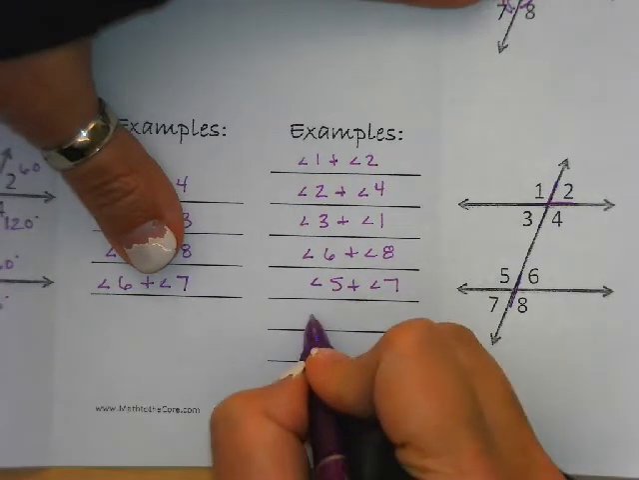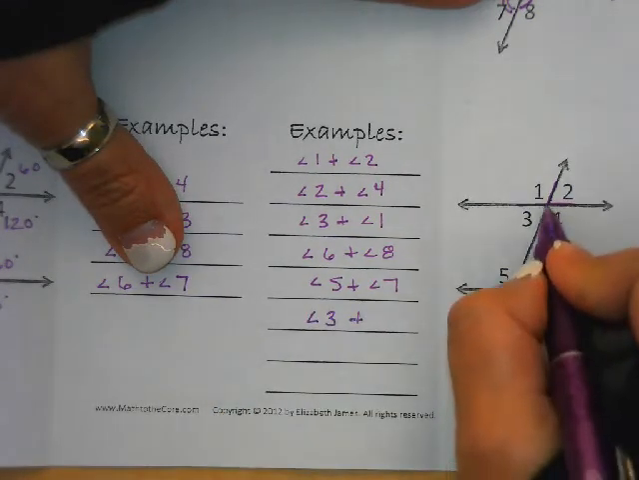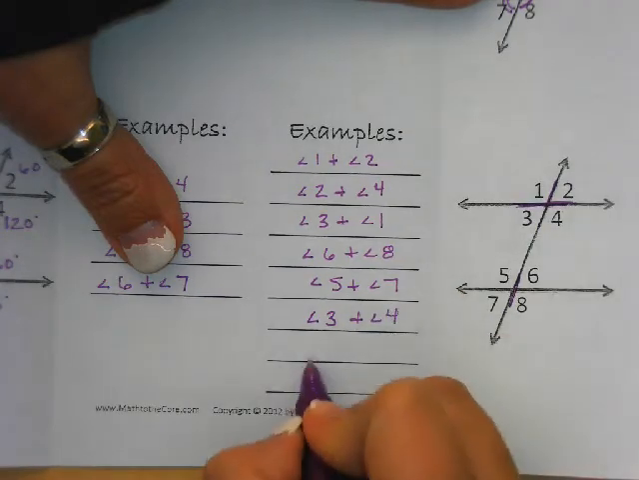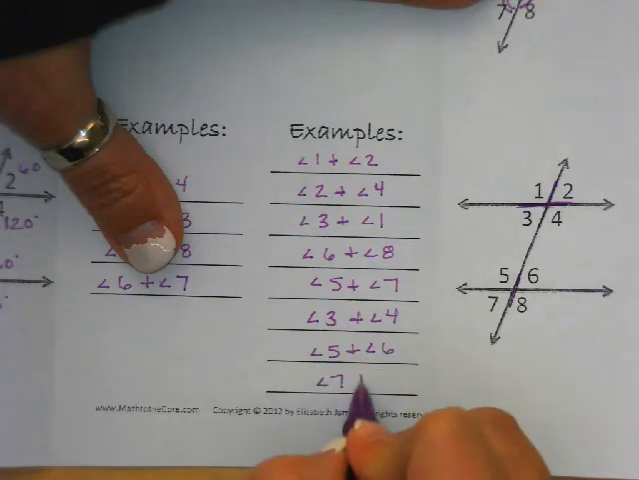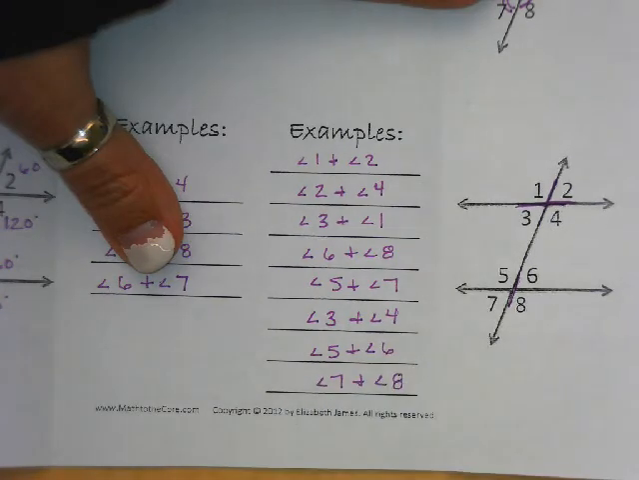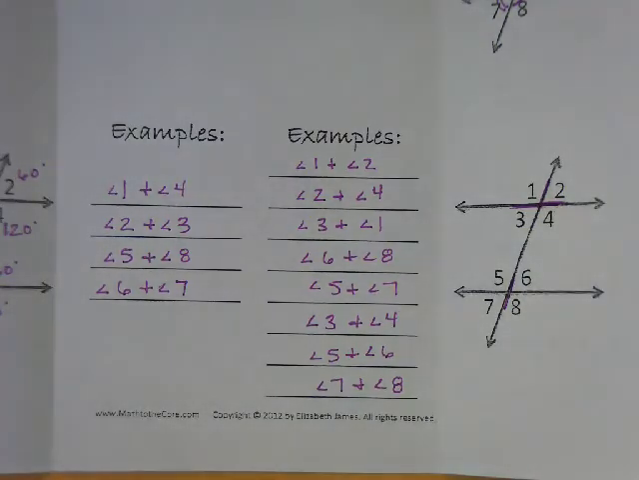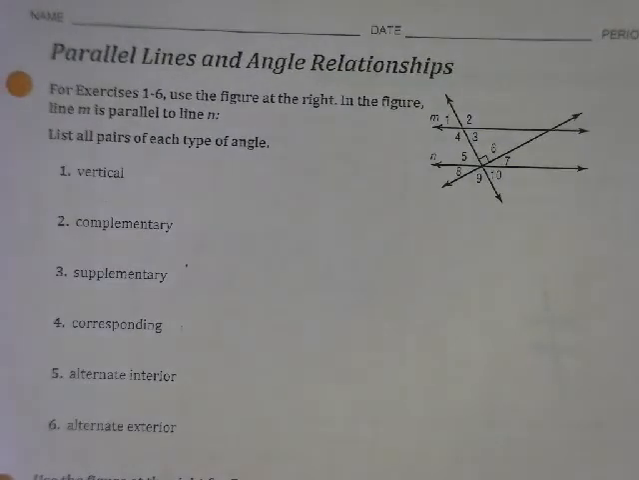What else do we got? I'll tell you, there's another one with angle 3. Angle 3 and angle 4 right here. What else do we got? 5 and 6 and 7 and 8. All of those groupings will equal 180 degrees. All right, so you're going to use all of this information on the assignment today.